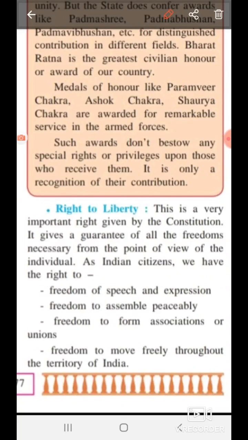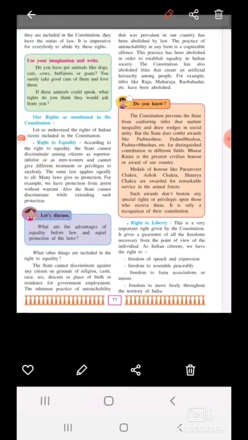Right to liberty. Now this is a very important right given by our constitution, and it guarantees all the freedom necessary for a particular individual. Therefore, as Indian citizens, they have the right to freedom of speech and expression, then freedom to assemble but peacefully, freedom to form any association or union. Then they can move freely throughout our country.